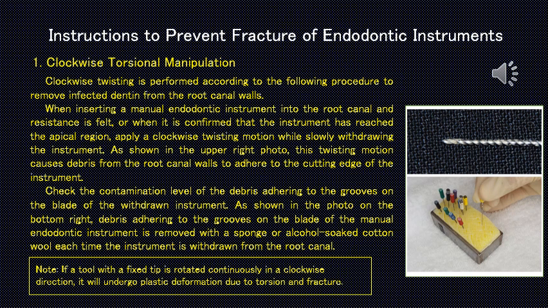Check the contamination level of the debris adhering to the grooves on the blade of the withdrawn instrument. As shown in the photo on the bottom right, debris adhering to the grooves on the blade of the manual endodontic instrument is removed with a sponge or alcohol-soaked cotton wool each time the instrument is withdrawn from the root canal. Note, if a tool with a fixed tip is rotated continuously in a clockwise direction, it will undergo plastic deformation due to torsion and fracture.